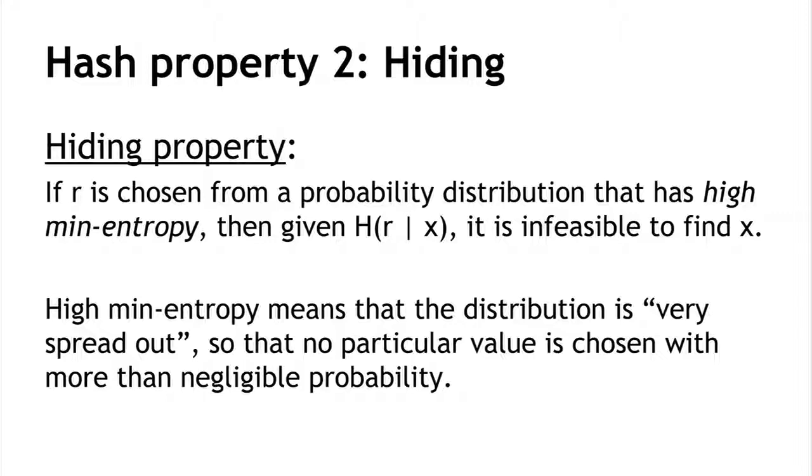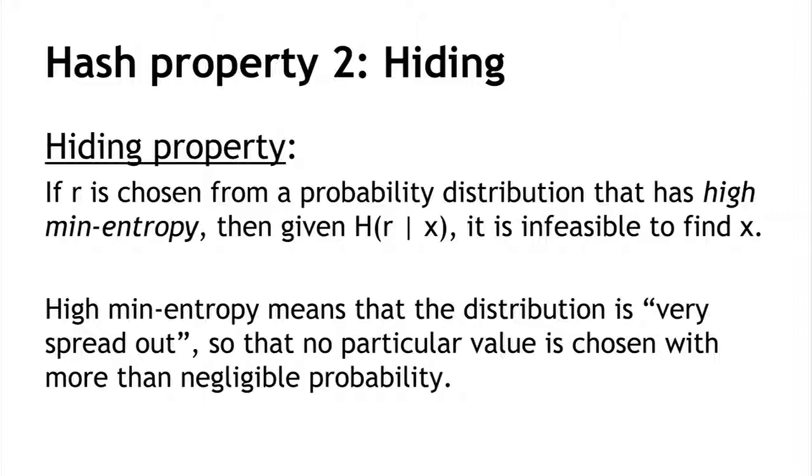And the way we're going to fix this problem with the common value x, like heads and tails, is we're going to take the x and concatenate it with a value r, which is chosen from a distribution that's really spread out. And so this H of r concatenated with x means take all the bits of r and put after them all the bits of x. And so what we're going to say is, given the hash of r together with x, it's infeasible to find x, and that this will be true in the formally stated property that if r is a random value chosen from a distribution that has high min entropy, then given the hash of r concatenated with x, it's infeasible to find x. And what does high min entropy mean?